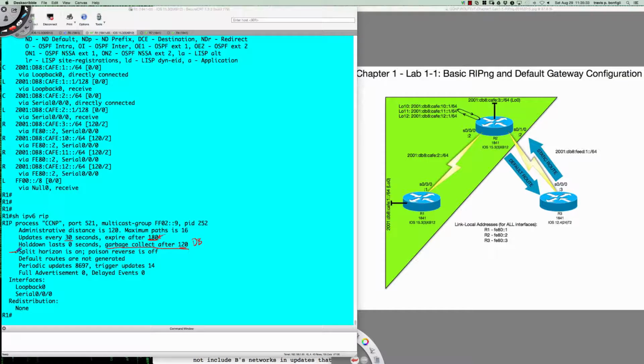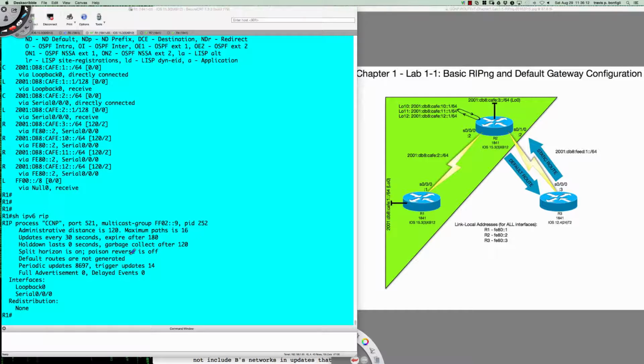Now, here's what we're interested in. Split horizon is on, and poison reverse is off. And this is a common point of confusion for new learners, because the question is, well, why not just have them both on? And we're going to see why. Because when poison reverse is turned on, it's going to take precedence. So Cisco's implementation of RIPng says, okay, we'll start with split horizon, and we're going to leave it up to the user as to whether or not they want to turn poison reverse on. Because again, by default, it is off.